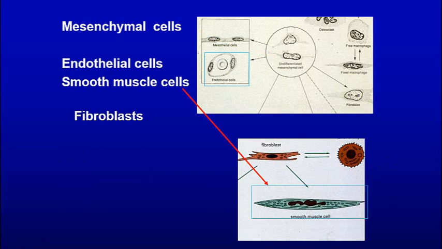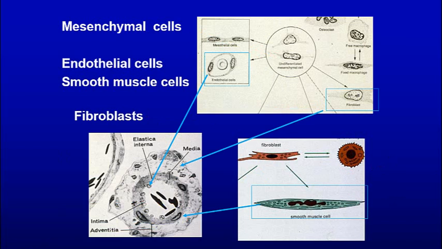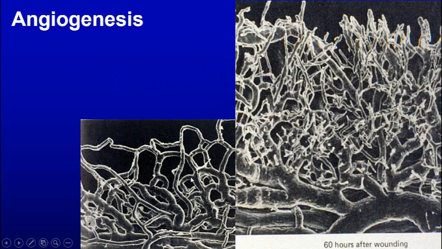They're the precursors to muscle cells, smooth muscle cells. They are the precursors to fibroblasts. And all those three things are what we have in a blood vessel. We have endothelial cells in the intima. We have muscle in the media, and connective tissue in the adventitia.